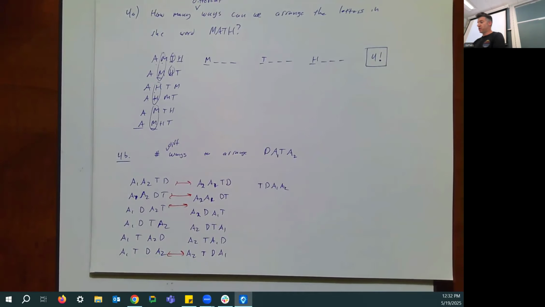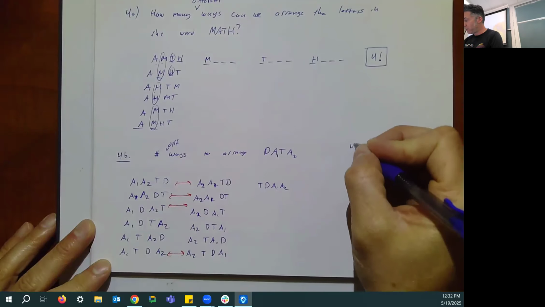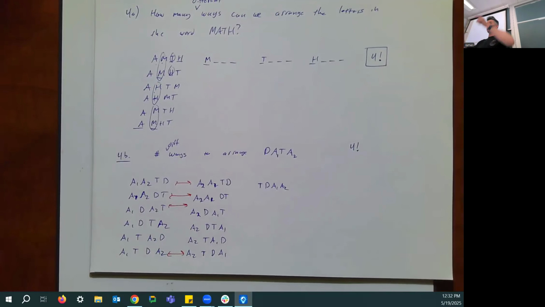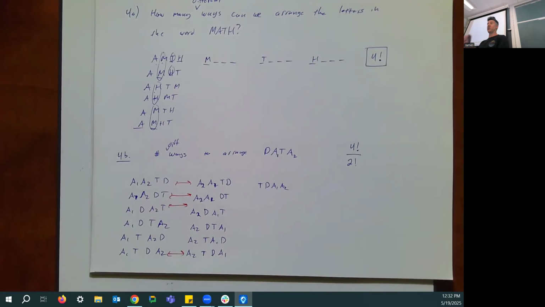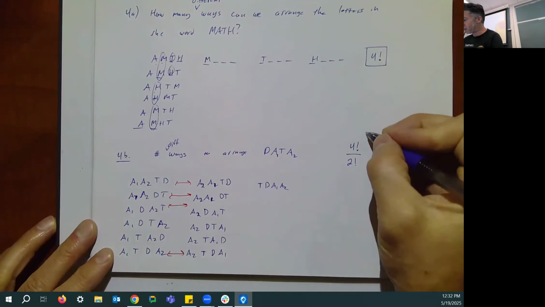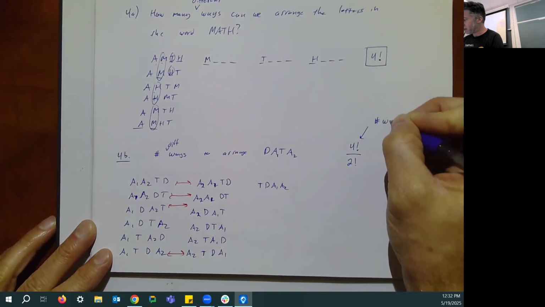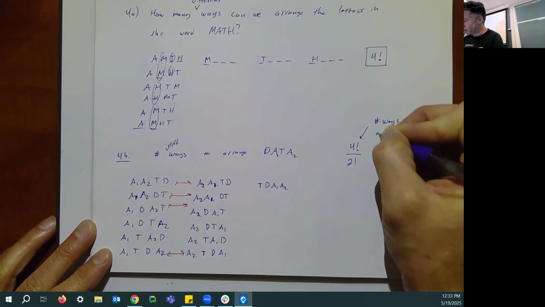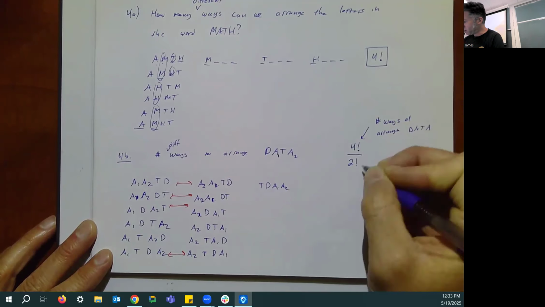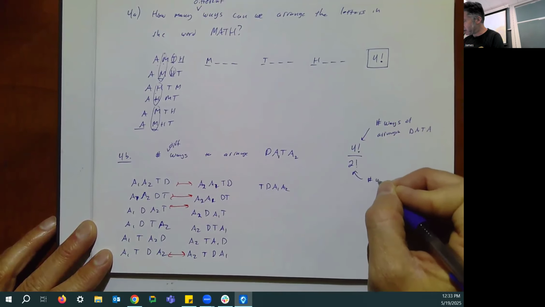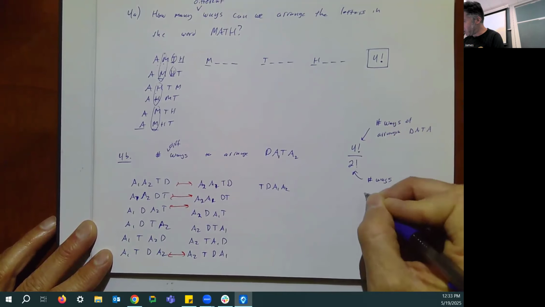So really, the total number of ways is going to equal 4 factorial, the number of ways of rearranging these four letters, divided by 2 factorial, the number of ways you can interchange the letters that are the same as each other. So this 4 factorial is the number of ways of arranging the 4 letters, and this 2 factorial is the number of ways of arranging the 2 A's.